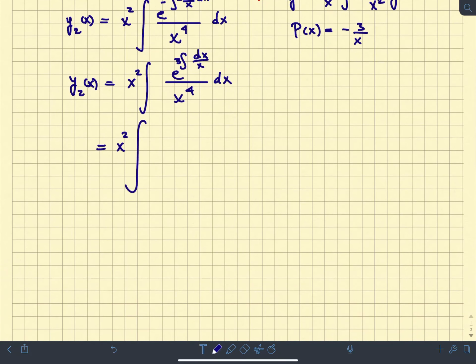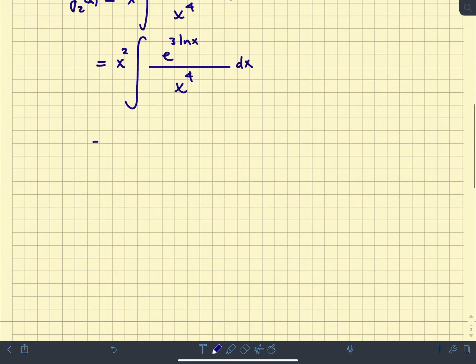Here I have x squared, the integral of e to the 3. The integral of dx over x is the ln of x, and you don't need to worry about the constant here. Divide by x to the 4th dx. Some algebra here. I'm going to move the 3 up to the power of x. So I'll have e to the ln of x cubed divided by x to the 4th dx.